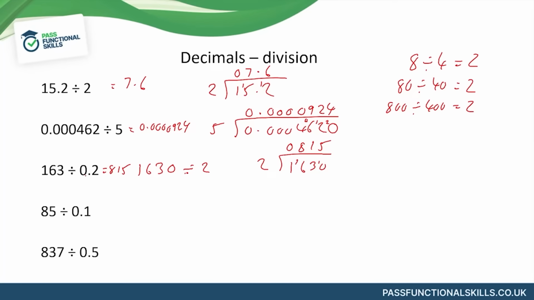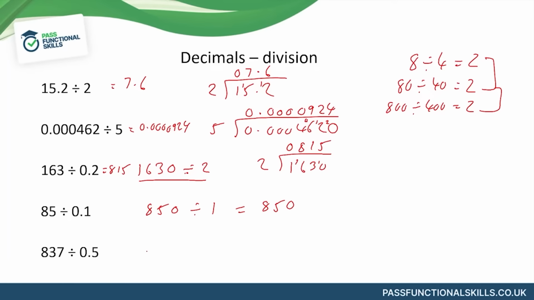163 divided by 0.2 is exactly the same answer as 1630 divided by 2, for the same reason that these calculations here result in 2. Okay, let's do the next one. So we're going to multiply both numbers by 10, so that becomes 850 divided by 0.1 times 10 becomes 1, and 850 divided by 1, well that's really easy, that's just 850.